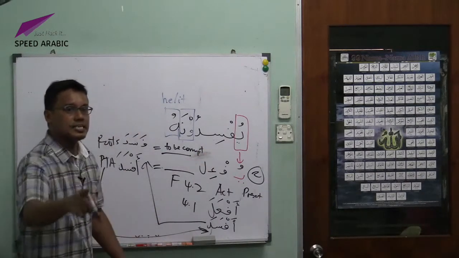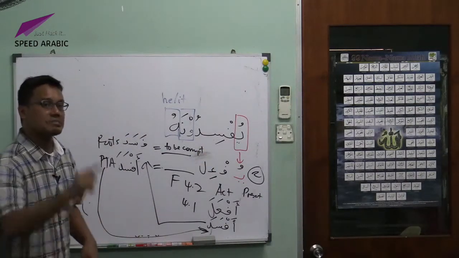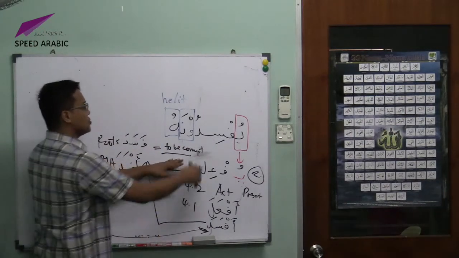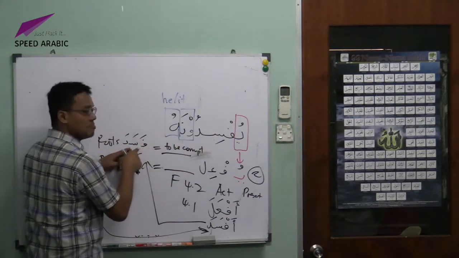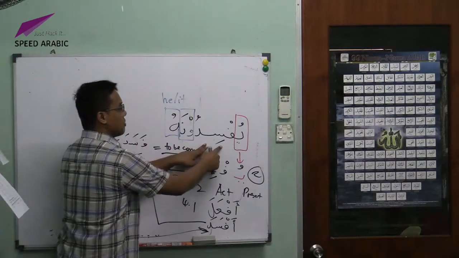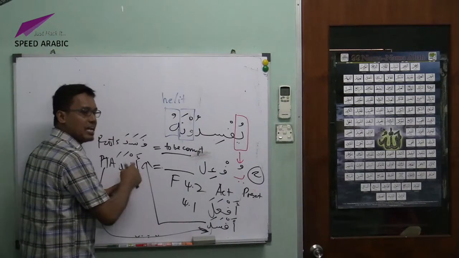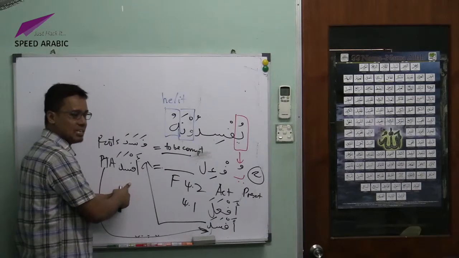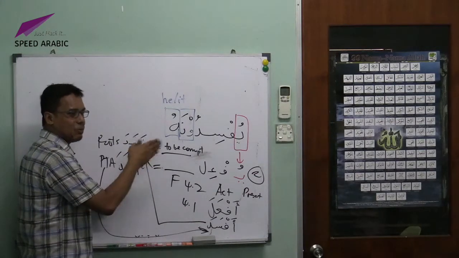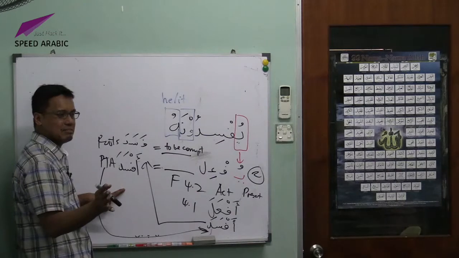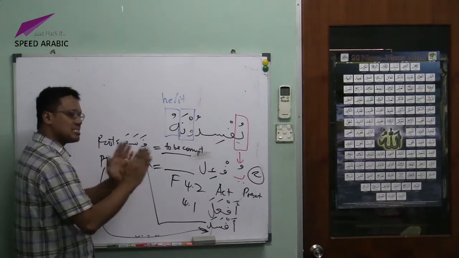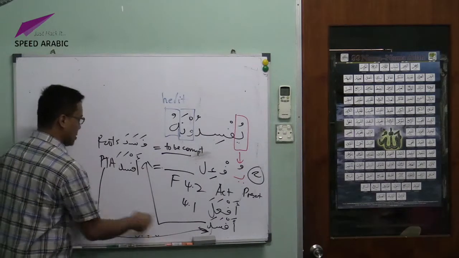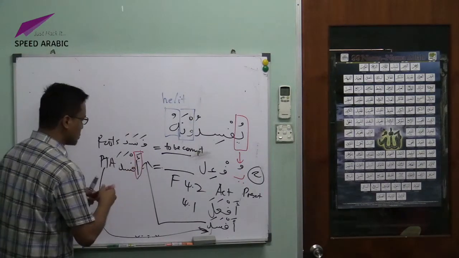Okay. The thing is this. Why are we doing this? Because yufsidu doesn't mean "to be corrupt", because yufsidu doesn't come from fasada. Yufsidu comes from afsada. And that's why you need to do the two-step search, because you have to go to the PTA. Okay? But like wala talbisu is already a PTA. It's already a three-letter verb without any affixes. This has a prefix. That is why you have to do the two-step search.